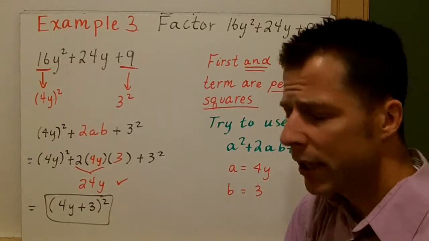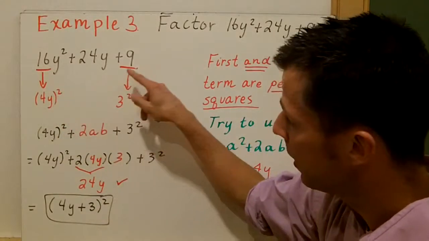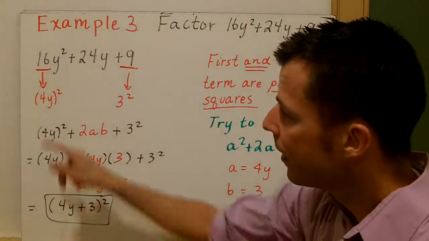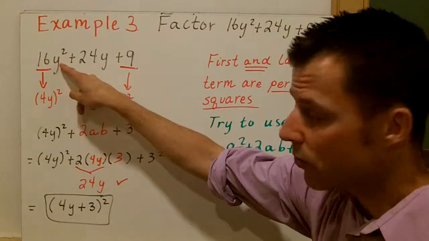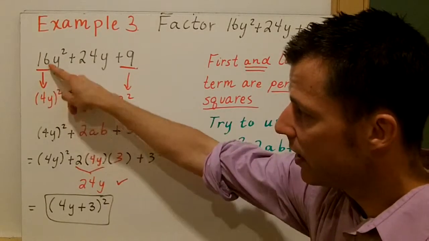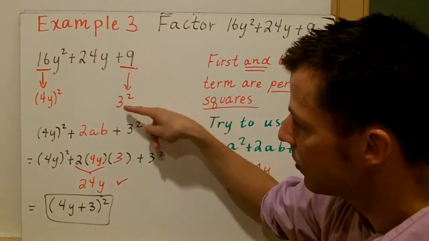So looking to the first and last term, I see a perfect square of 16 and a perfect square of 9. 16y squared is 4 squared times y squared, which can be written as this. These two expressions are equivalent, as is 9 is equal to 3 squared.